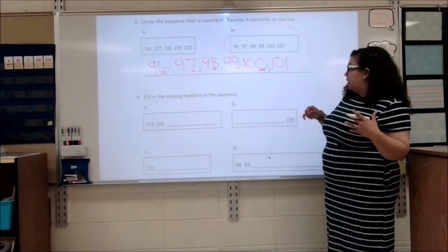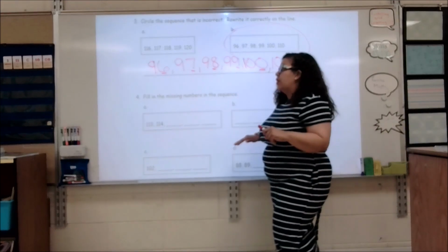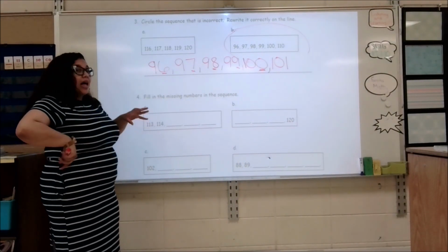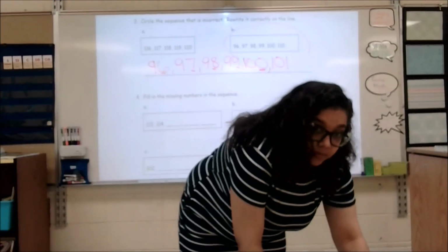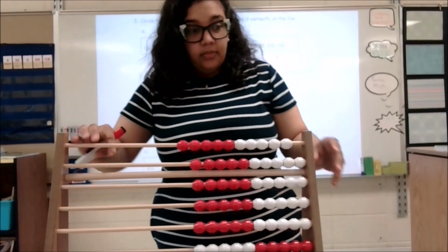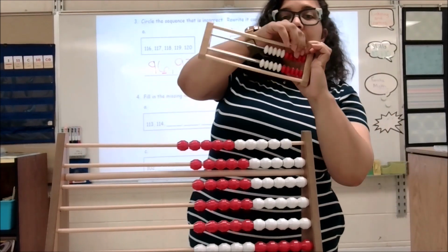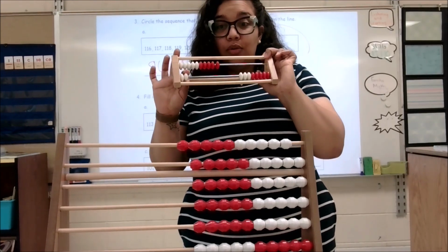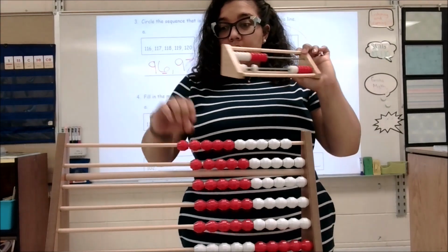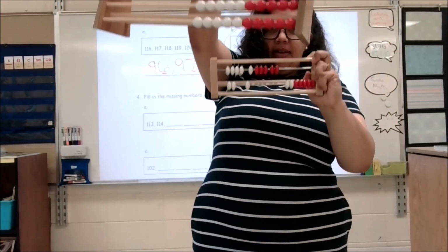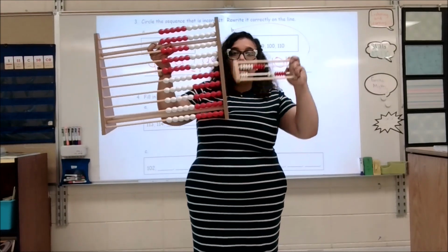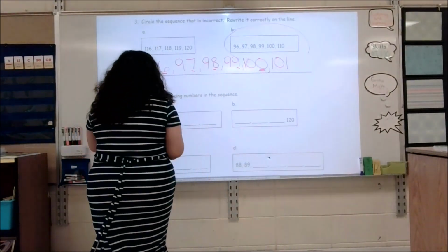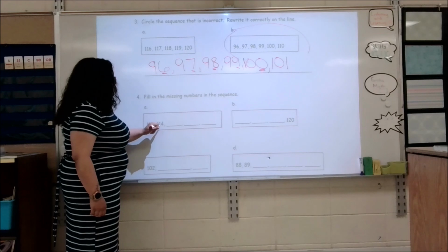Let's practice it again. We're going to fill in the missing numbers in the sequence. So here we're given 113. So 11 tens. Here's 10 tens, 11 tens. 11 tens 1, 11 tens 2, 11 tens 3. So 11 tens and 3 more. That's what we're starting with. 113. Remember, we're only going up one at a time.